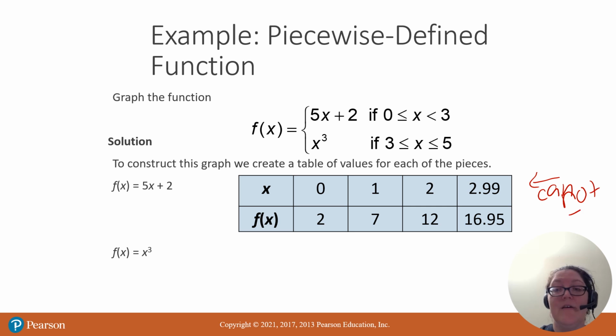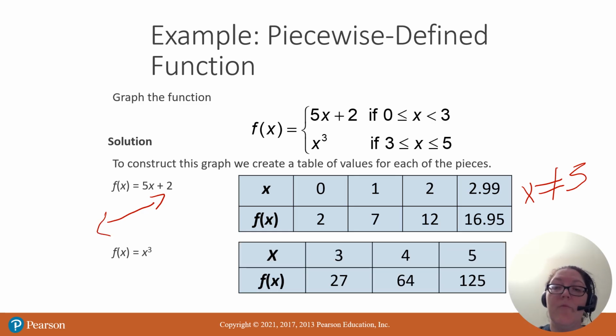cannot equal 3. So the x value itself cannot. Don't care about what y value comes out. Okay, but I do see again that it is somewhat of a straight line as I'm working myself there.